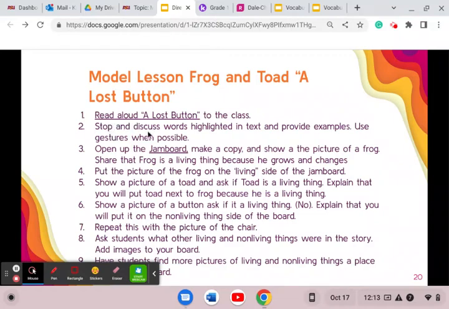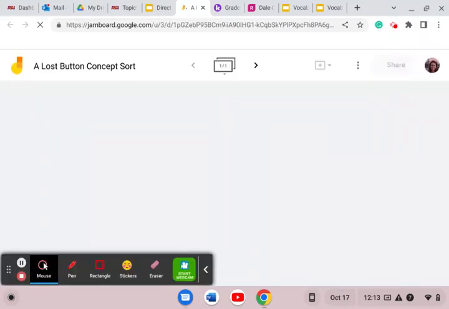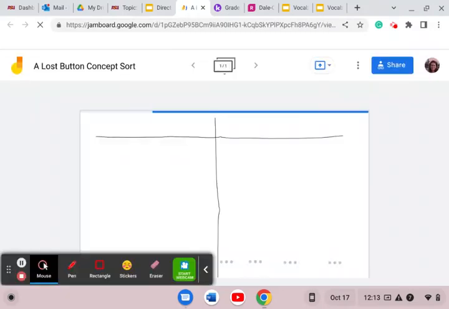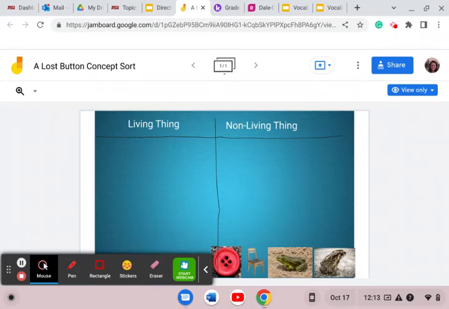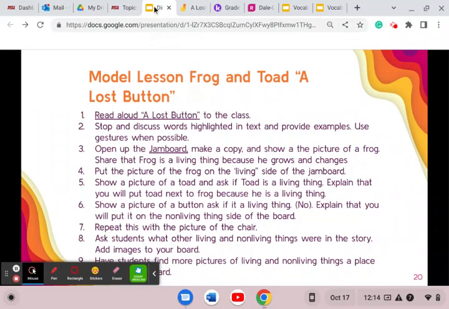Read aloud "A Lost Button" to the class. Stop and discuss words highlighted in the text. Open up the Jamboard. So this could be something you did in class. I'm not expecting you to do it for our class. And then living things, non-living things. So you have a toad and a chair and a button. Then you would put the picture of the frog on the living side, show the picture of the toad. So it's a frog and a toad. They look kind of the same, but they're both living things.